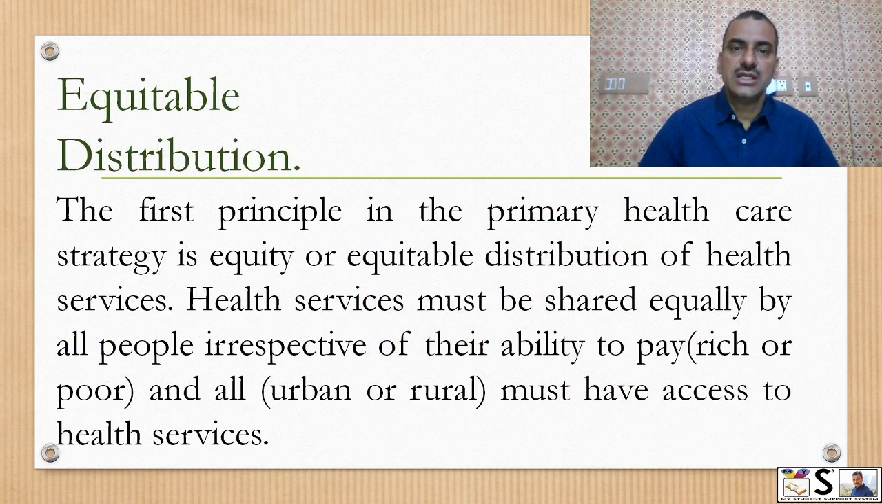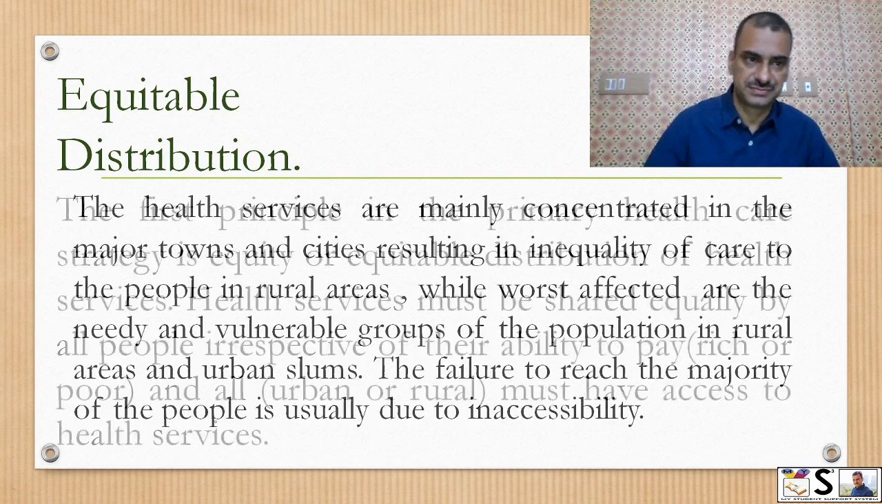First is equitable distribution. The first principle in the primary health care strategy is equity or equitable distribution of health services. Health services must be shared equally by all people irrespective of their ability to pay, meaning rich or poor, and all, be it urban, rural, all caste or creed, etc., must have access to health services.